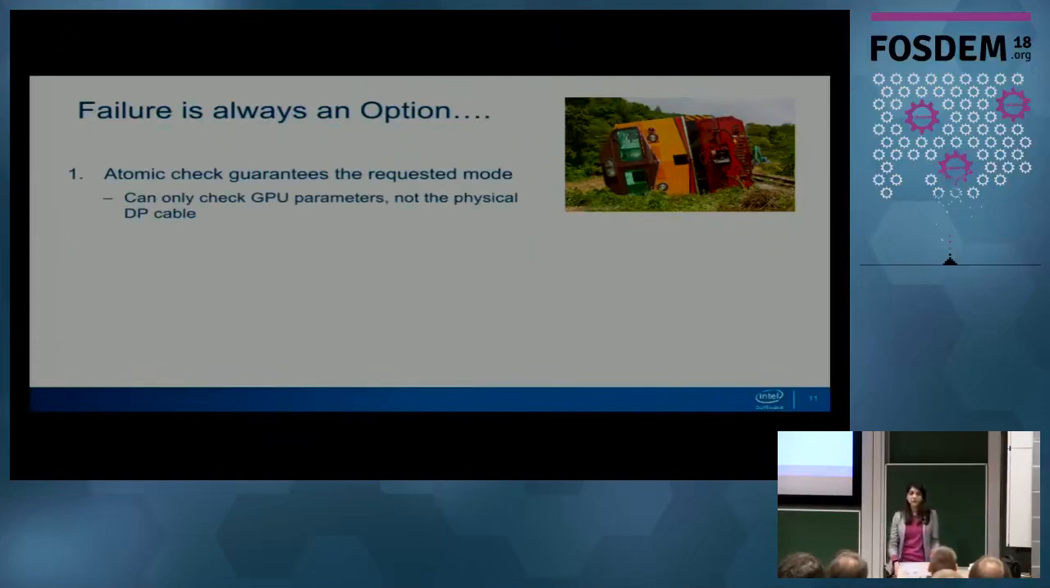But at that point, it's only checking against the GPU parameters, but not the actual physical cable. So link training can still fail, and the atomic commit can still fail. So we do need to handle this case.